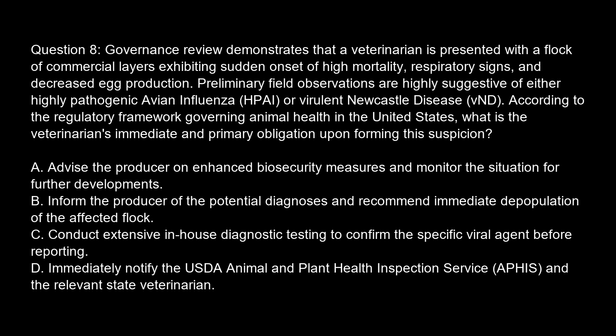Option A. Advise the producer on enhanced biosecurity measures and monitor the situation for further developments. Option B. Inform the producer of the potential diagnosis and recommend immediate depopulation of the affected flock. Option C. Conduct extensive in-house diagnostic testing to confirm the specific viral agent before reporting. Option D. Immediately notify the USDA Animal and Plant Health Inspection Service, APHIS, and the relevant state veterinarian.